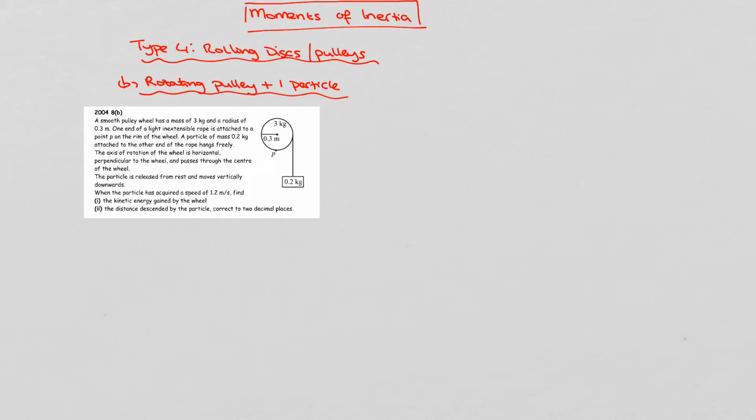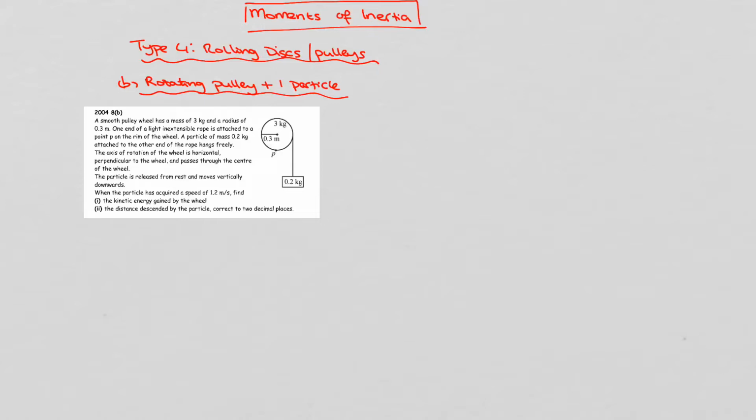Moments of inertia, type 4, rolling discs and pulleys. B, rotating pulley and one particle. So it's not often these come up really, because obviously these are more seen in our pulleys and wedges questions. But this is a really, really nice question, so it's a lovely one to have a look at. Not all questions in applied maths are nasty, okay?